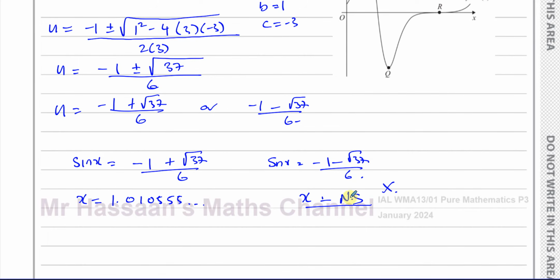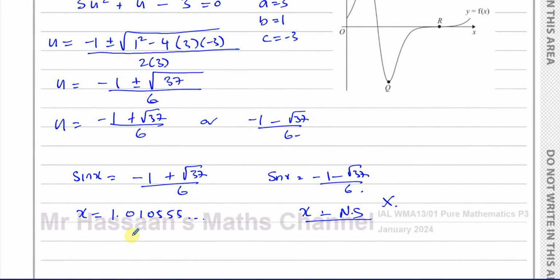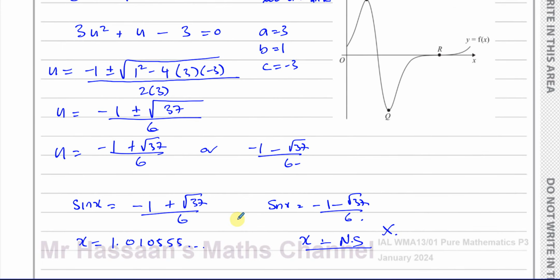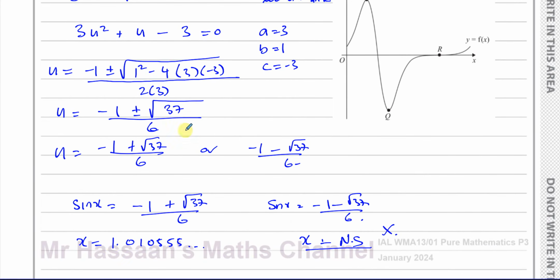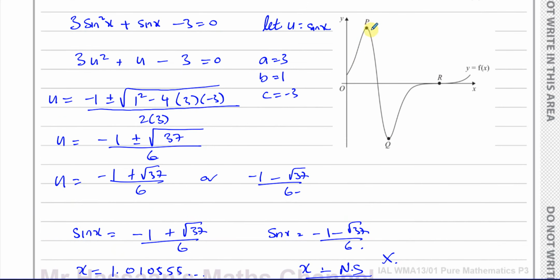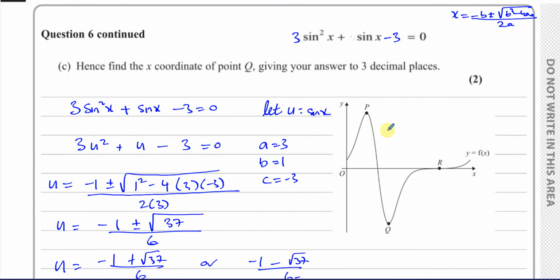So we've got to concentrate on this one. This is the angle where there's going to be a turning point. Now we can see that there are two turning points here, P and Q. This turning point here is obviously going to be the first one, and this one is going to be the second one.